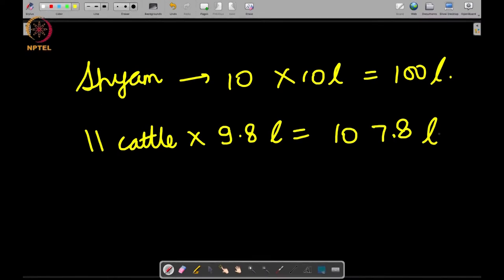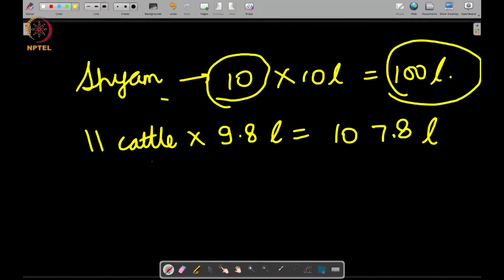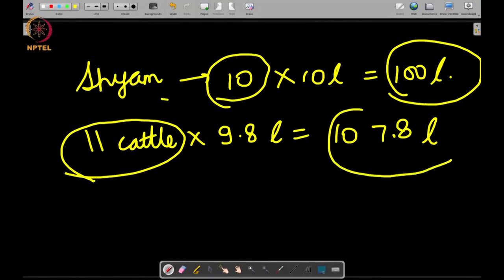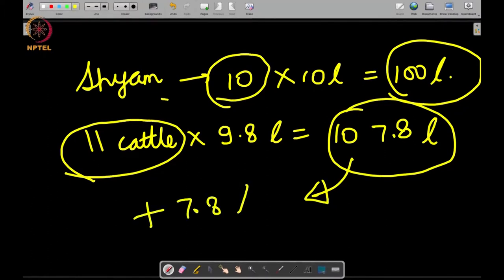Now the thing here is, if Shyam only kept 10 cattle, he was getting 100 liters of milk. But when Shyam gets the 11th cattle, he is now getting 107.8 liters of milk, which means that his production has increased by 7.8 liters. And the cost of his having this cattle is being borne by all the other people, because they will be getting a slightly less amount of milk.